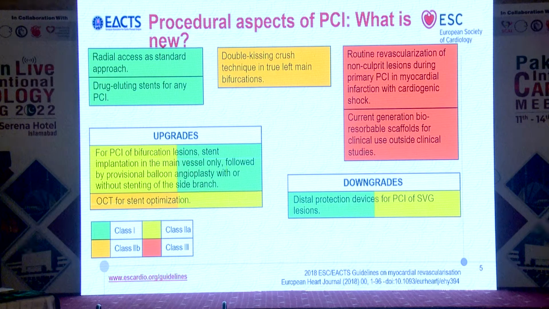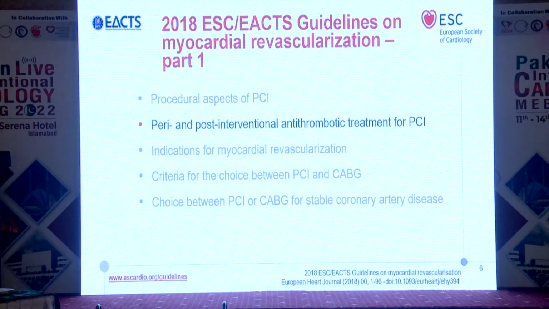The other downgrade from class 1 to class 2A was routine use of protection devices for vein graft interventions, which was always considered class 1A but has now been downgraded to class 2A. The upgrade is OCT for stent optimization, and for all bifurcation lesions, provisional stenting has been upgraded from class 2A to class 1. But again, DK crush has at least been added to the guidelines.